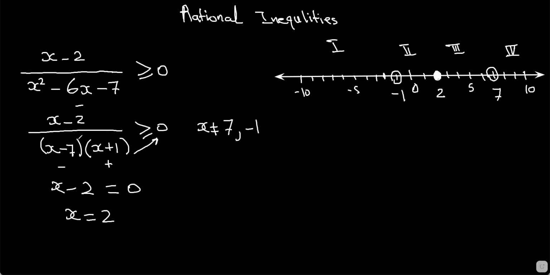Now you have negative times positive on the bottom, which is negative, and you have negative on top. Negative divided by negative ends up being a positive number. Is a positive number greater than or equal to 0? Definitely yes. So we're going to shade in here.